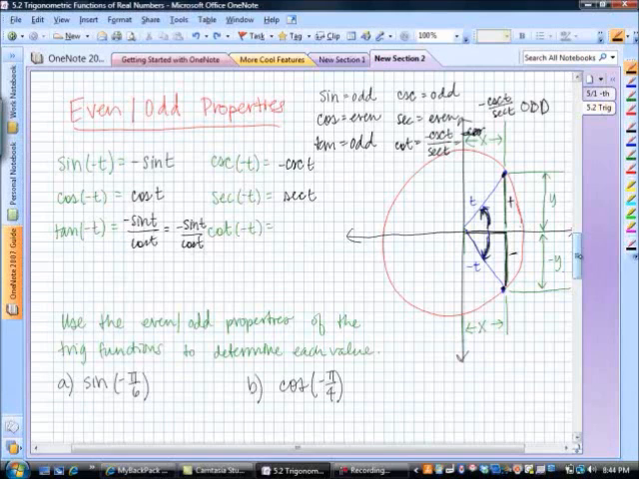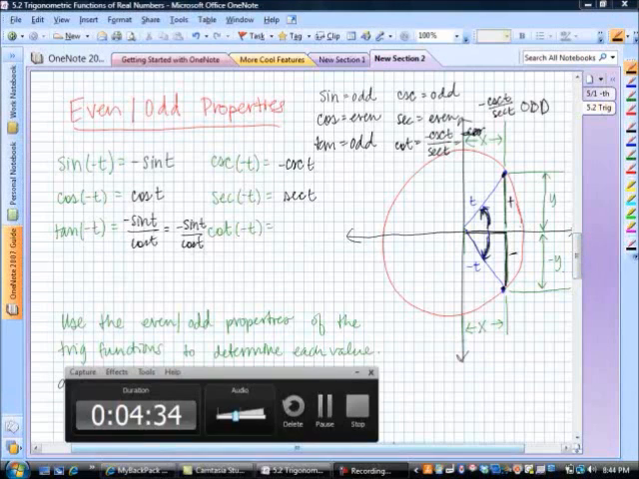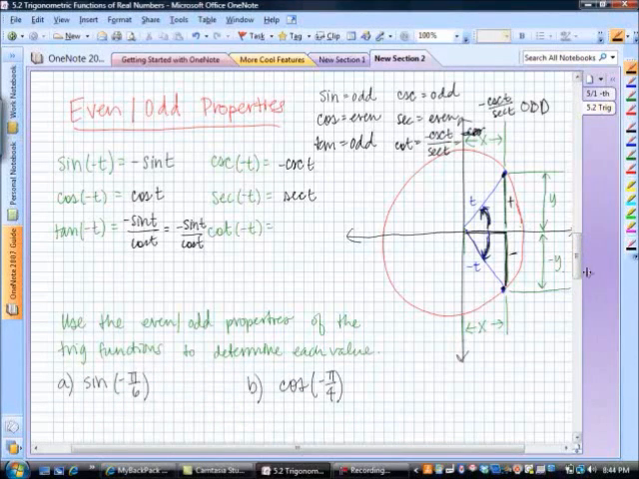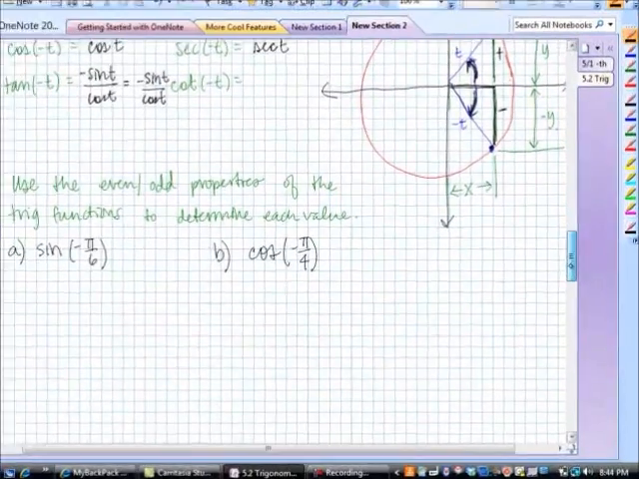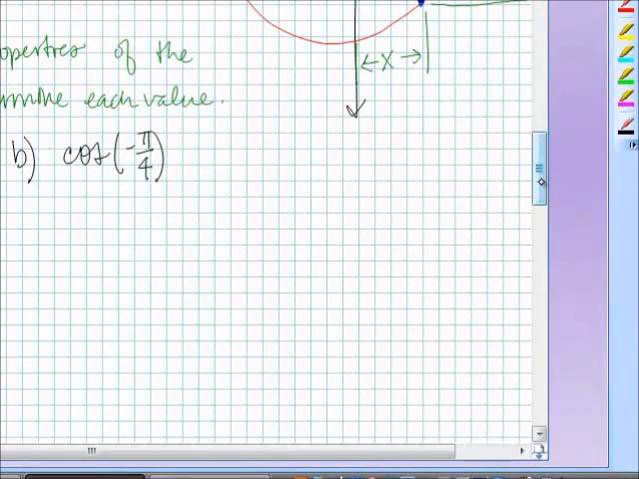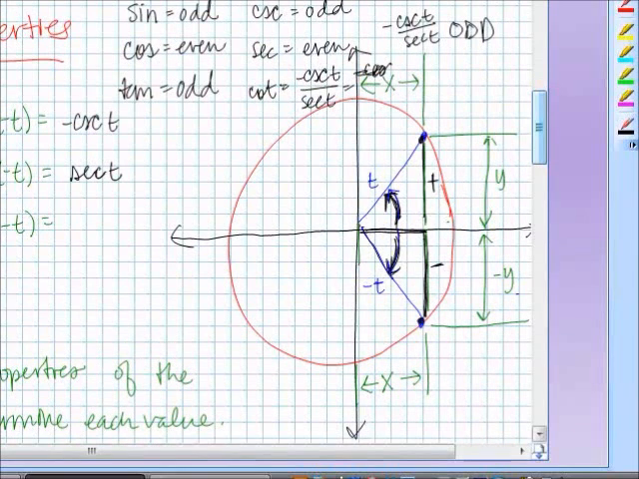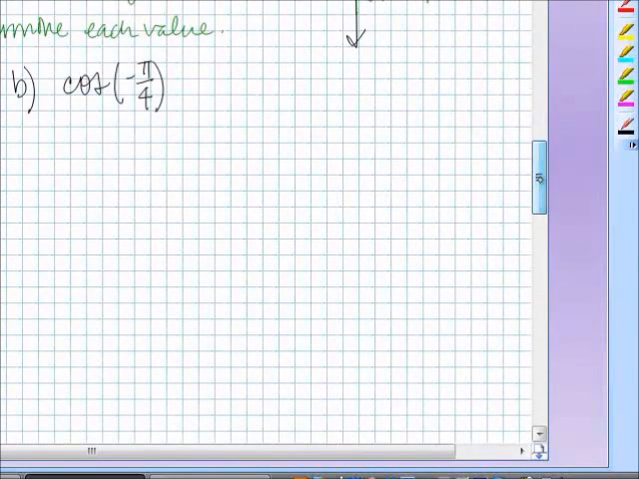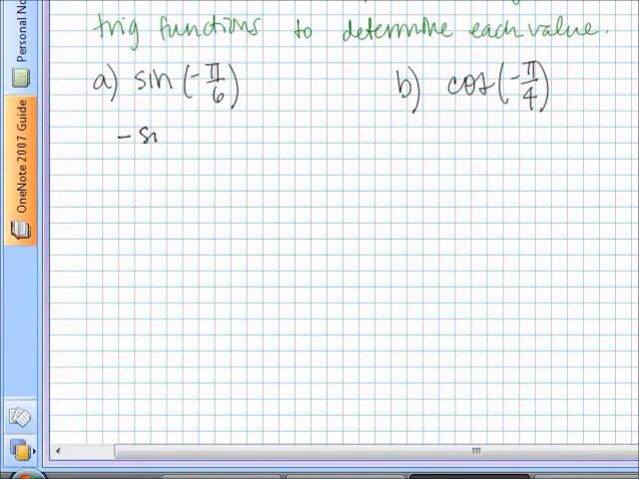Okay, so what we're going to do now is use these properties to determine the value of a negative rotation of a trig function. Sine of negative pi over 6. Now remember, sine is odd. So that means when you take the sine of a negative value, that's the same thing as the negative of the sine of positive pi over 6. So now that we know that's the same thing as the negative sine of positive pi over 6, now we need to figure out what the sine of pi over 6 is.